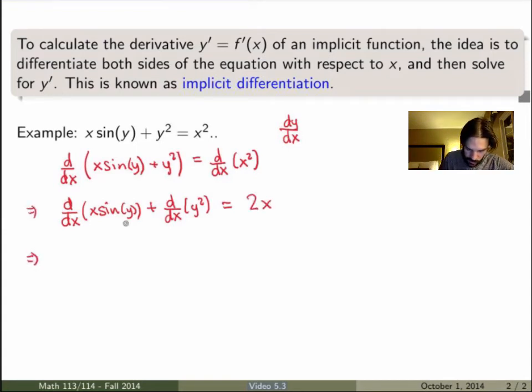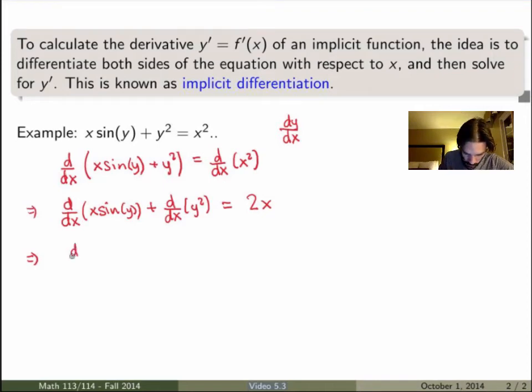And then the next step here is to evaluate the derivatives on the left-hand side. So on the first term here, I have the derivative of a product of two terms. It's important you note that y here is not a constant, it's a function of x, so I cannot treat that as a constant, I have to treat that as a function of x. So I really have the product of two functions. So now I can use the product rule.